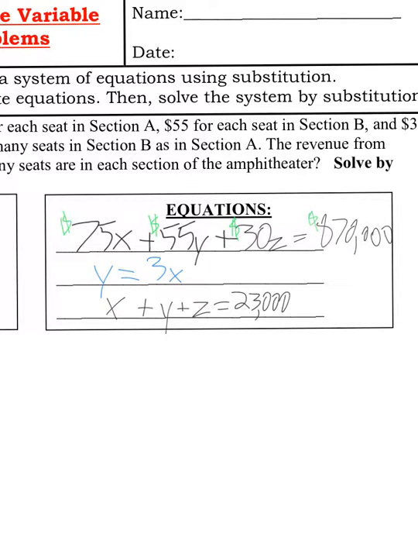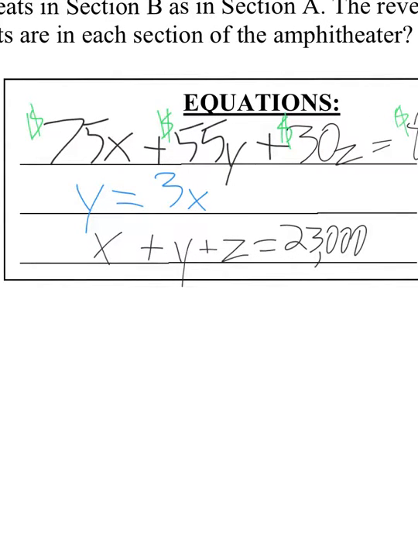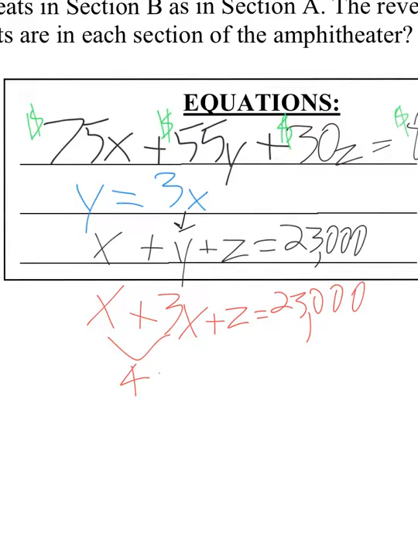Now we need to substitute. So this is the most simple equation. I'm going to substitute the y equals 3x in for y right there. So I'll take the 3x and I'll put it right there. So I have x plus 3x plus z equals 23,000. So this just makes 4x, so 4x plus z equals 23,000.